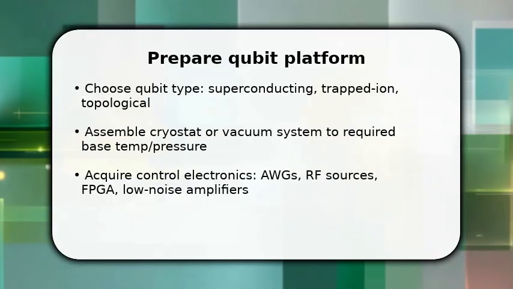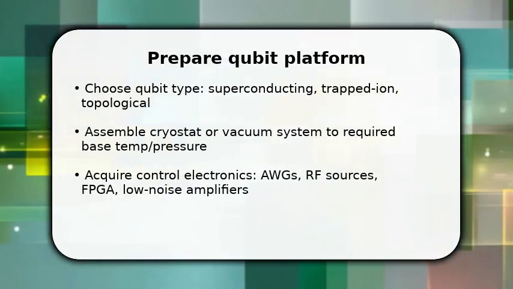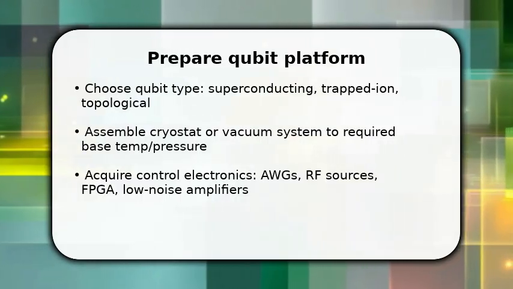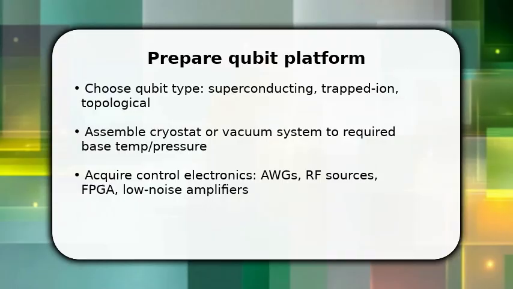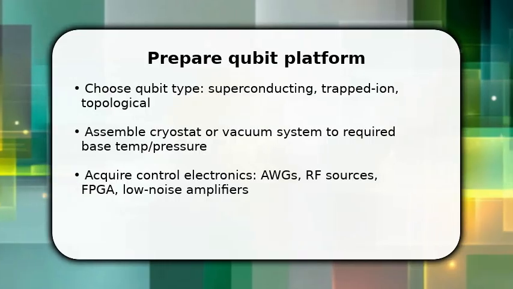You begin by settling the physical platform and controls. First, pick a qubit modality and order materials: chips for superconducting or ion traps and lasers for ions. Next, integrate a cryostat or ultra-high vacuum system and verify cooling or pressure specs.